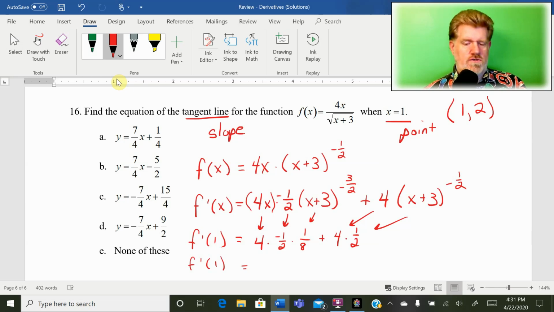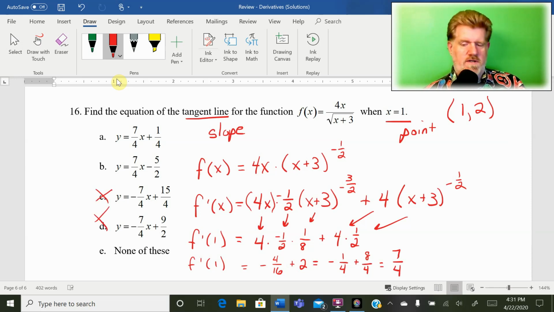Okay, so 2 times 8 is 16. So it'd be negative 4 over 16 plus half of 4, which is 2. I know 4/16 is really 1/4. But to add that to 2, we'll make that 8/4. There's my slope of 7/4. That's where it comes from. That's a positive 7/4, right? So it can't be this one, can't be this one.